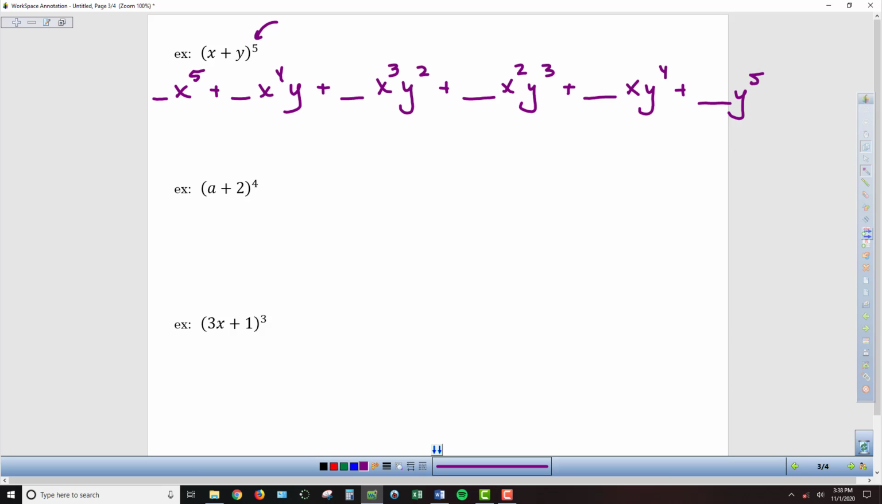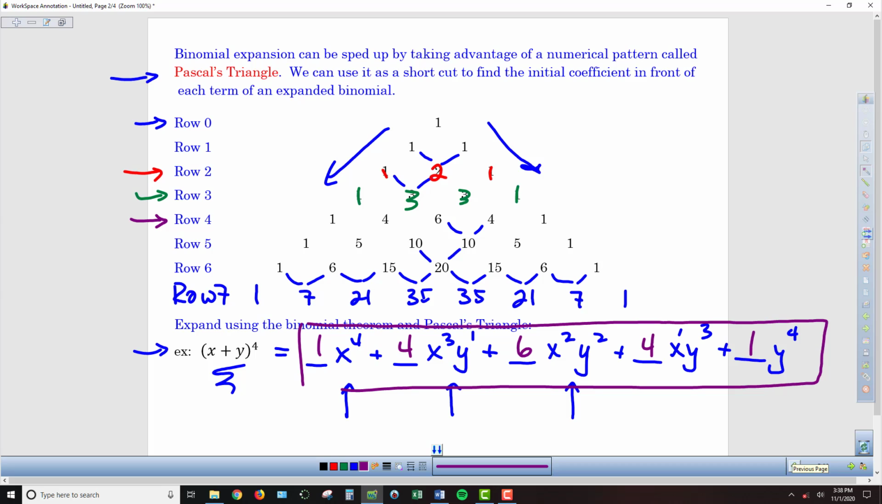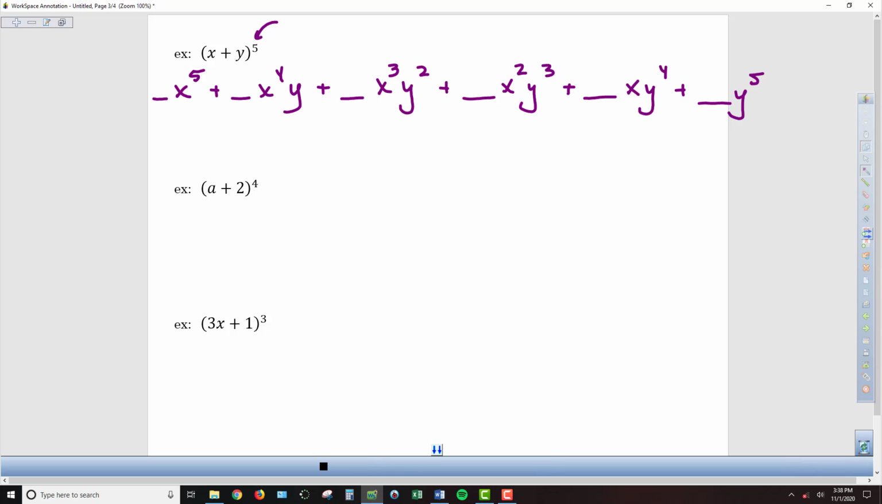And so now if I go back to Pascal's triangle, I'm going to look at the coefficients here in row 5. And so if I go back and fill those in, I'm going to have 1, 5, 10, 10, 5, 1. And so here's our answer.